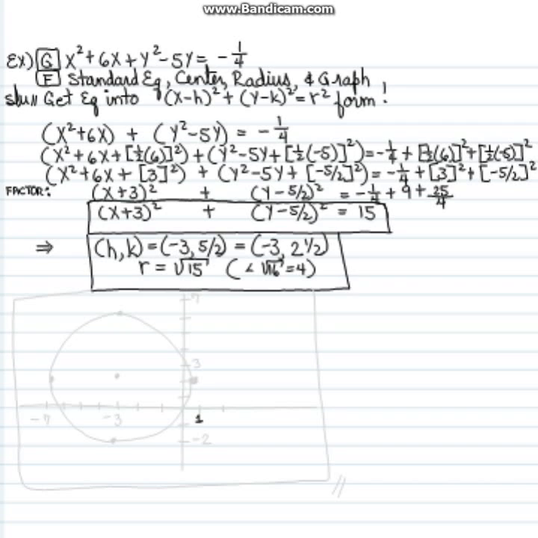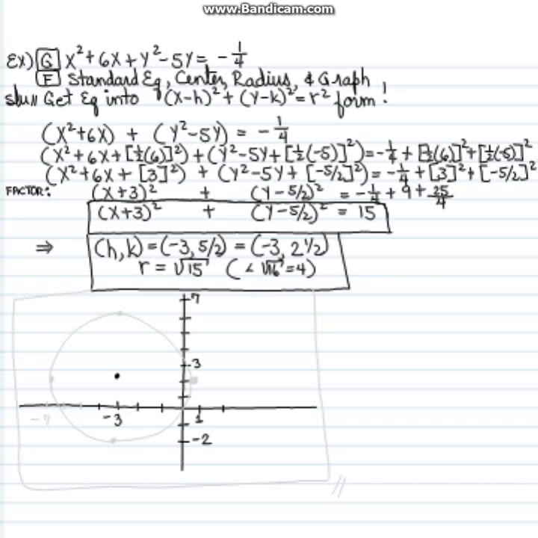Okay, let's graph this. We're going to make the y-axis, the x-axis, put some marks, figure out which numbers are important, and write those numbers. Graph the center (h, k), negative 3, comma 2.5. Measure the square root of 15, which is just a little bit less than 4 units.